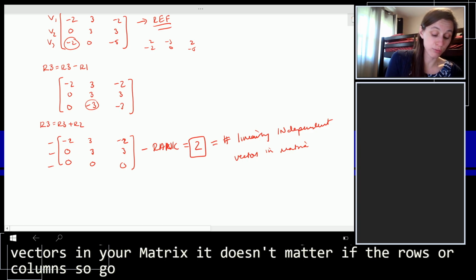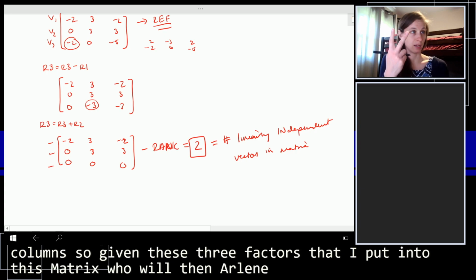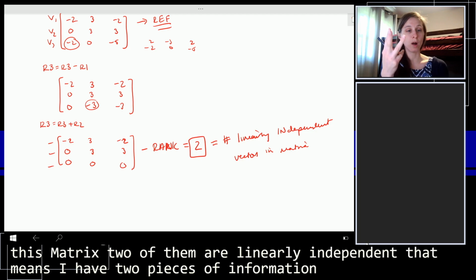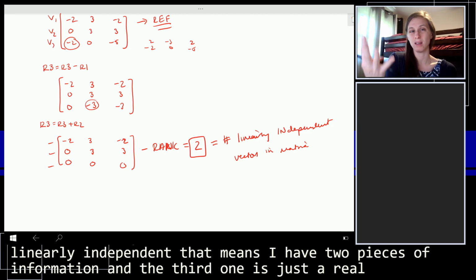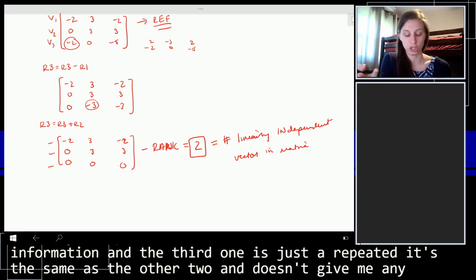So given these 3 vectors that I put into this matrix, 2 of them are linearly independent. That means I have 2 pieces of information, and the third one is just a repeated piece. It's the same as the other 2. It doesn't give me any new information.